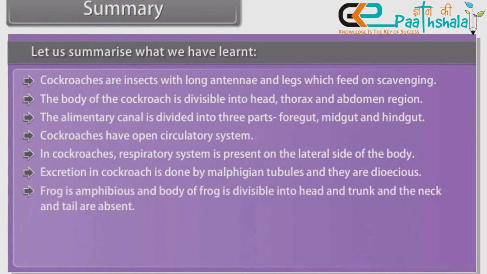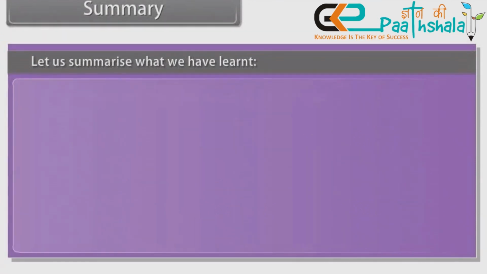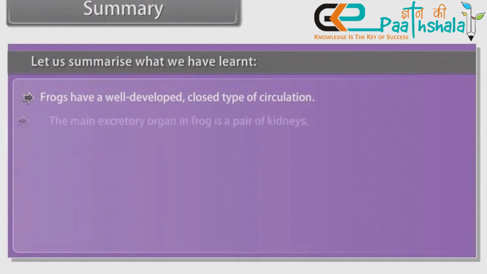The frog is amphibious, and the body of the frog is divisible into head and trunk; the neck and tail are absent. The process of intake of oxygen and outpushing of CO2 constitutes breathing, and the chemical changes which result in the oxidation of food and liberation of heat energy and CO2 constitute respiration. Frogs have a well-developed closed type of circulation. The main excretory organ in frogs is a pair of kidneys.